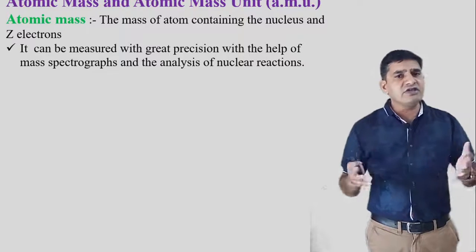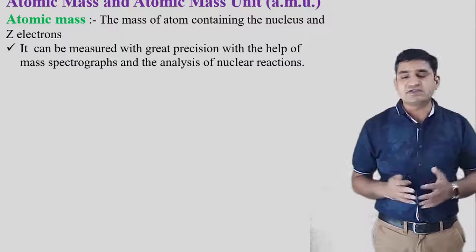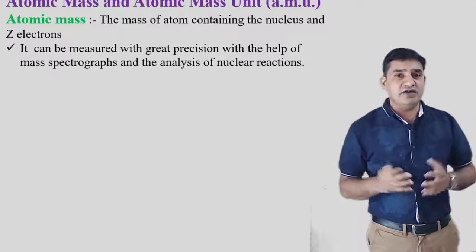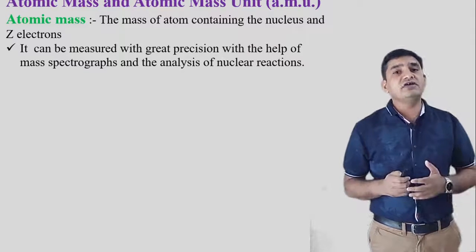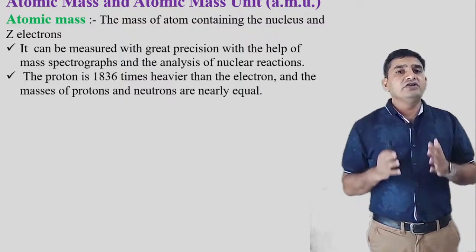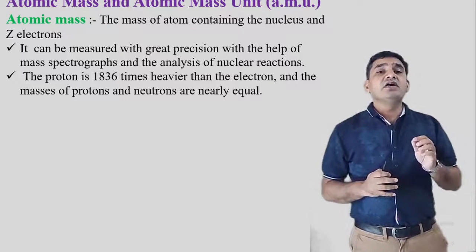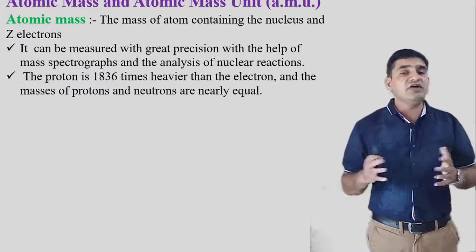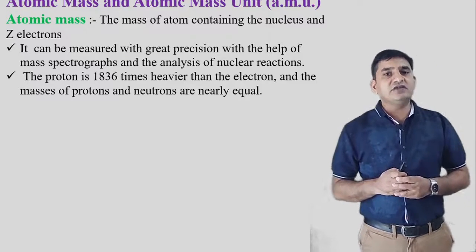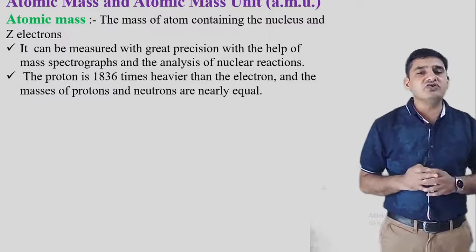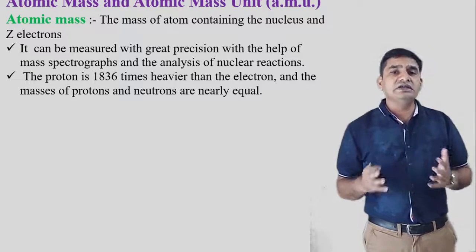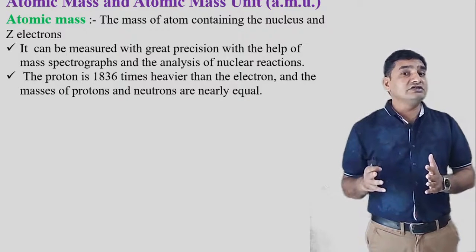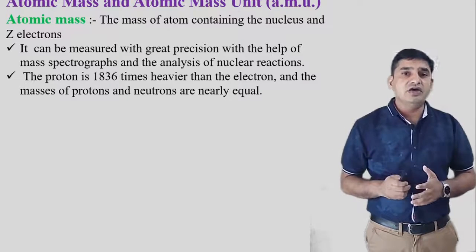and the analysis of nuclear reactions. Thus, different spectrographic techniques are used to determine the atomic mass and the atomic mass unit. The proton is 1836 times heavier than the electron, and the mass of a proton and the mass of a neutron are nearly equal, but the mass of the electron is a different one.